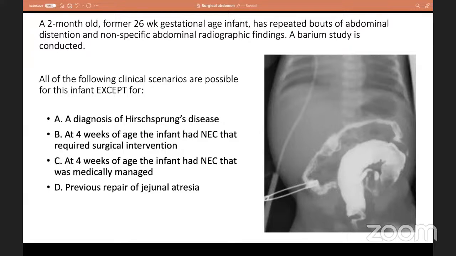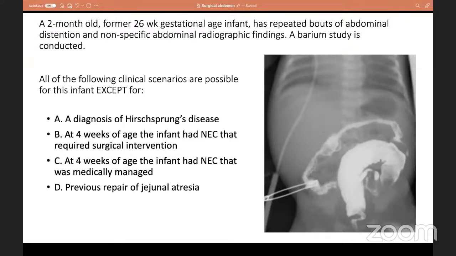So what is this? Sir, it can be short bowel syndrome, due to the resection of the surgical NEC at the age of 4 weeks. But short bowel syndrome presents differently, and in short bowel syndrome we usually don't need a barium study.